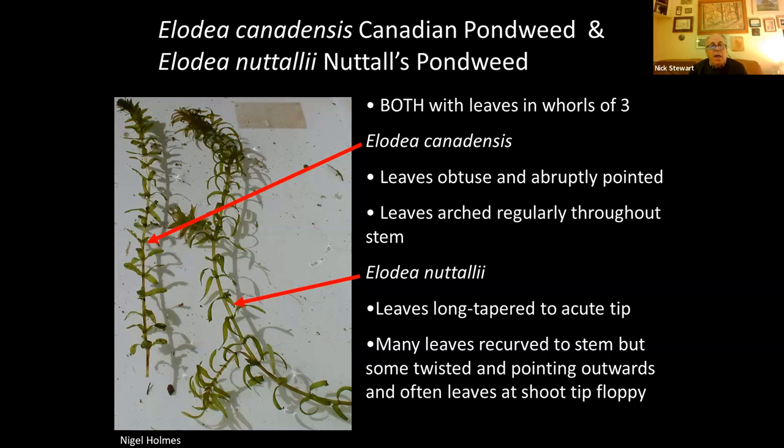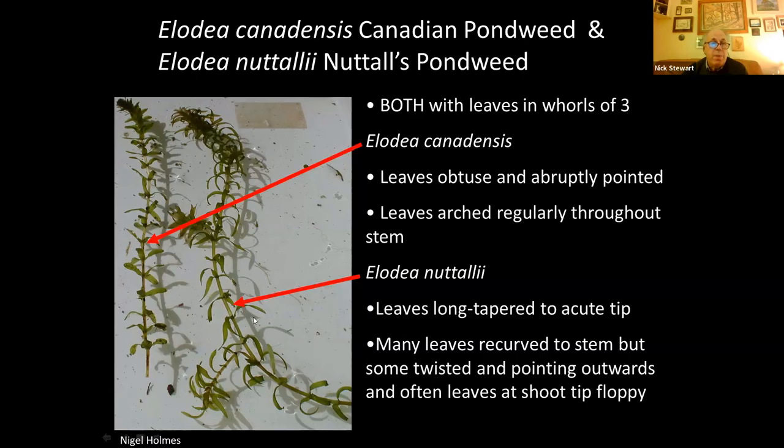It still causes it's still quite a considerable pest in some places, but it's been taken over by Nuttall's pondweed, which has only been around for maybe 70 years or so, and is more aggressive and takes over because it grows taller, and it bullies out the Canadian pondweed. Quite easy to separate between the two.